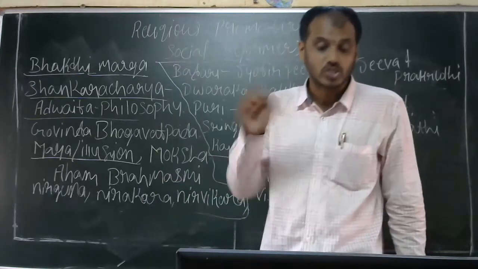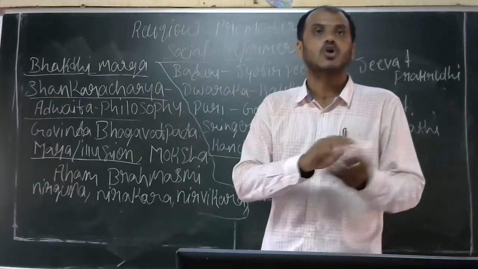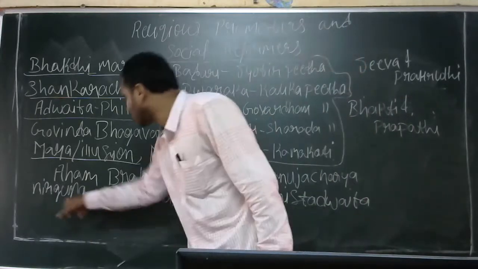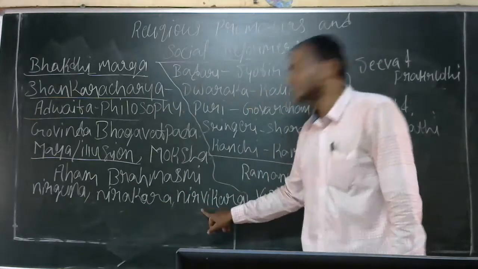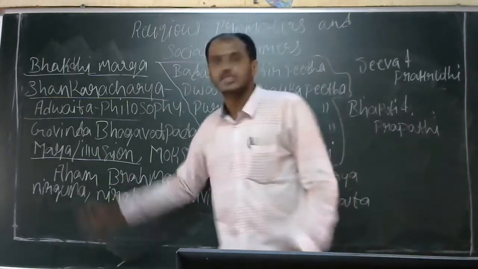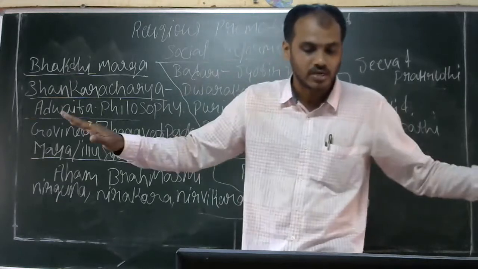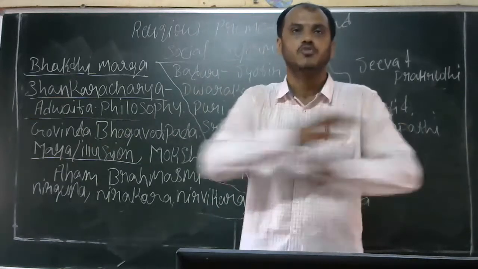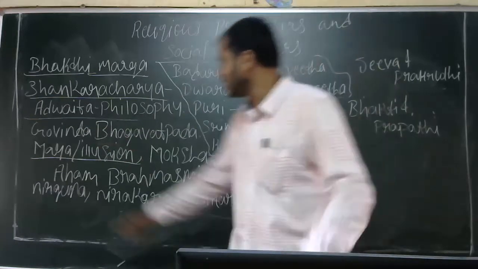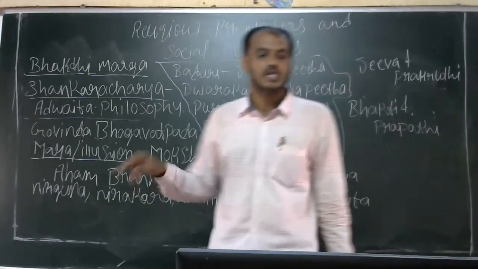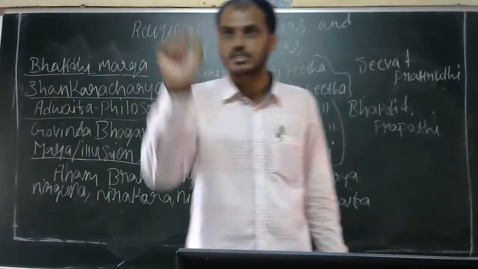And he also said it has no qualities, no features, and no shape. It is said to be Nirguna, Nirankara, Nirvikara. So he said that Brahma is the absolute truth, but it has no feature, no quality, and no shape. Nirguna, Nirankara, Nirvikara. Remember this.